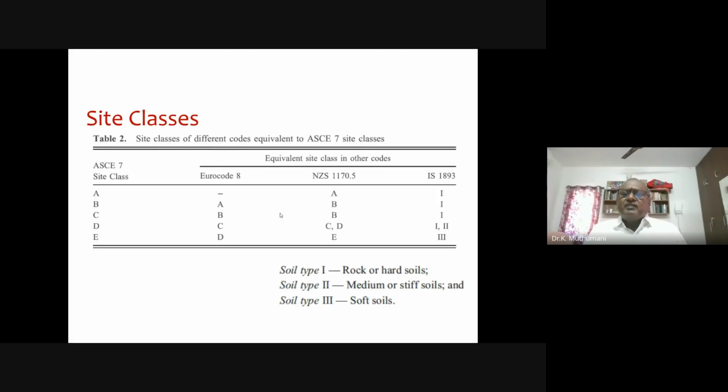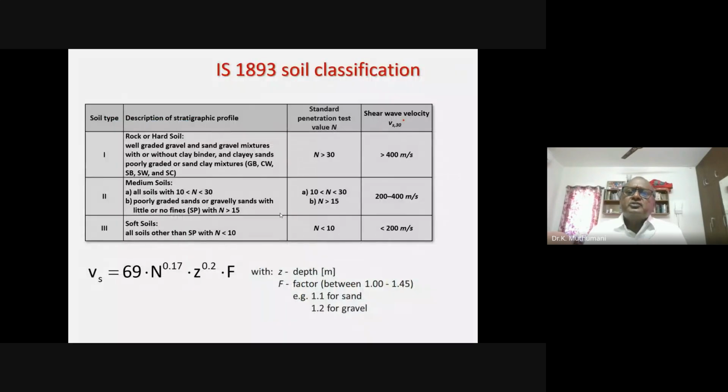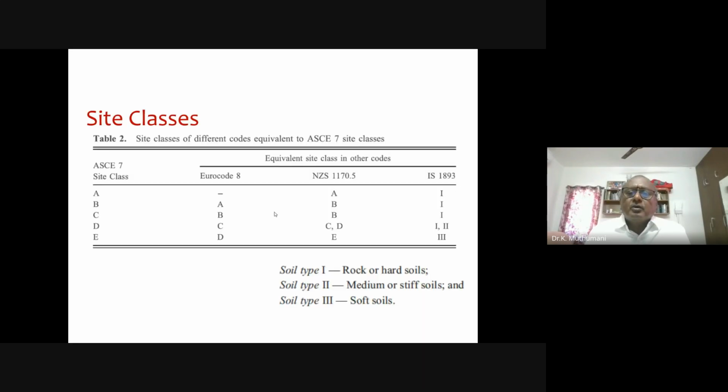But what are other countries doing? For example, Eurocode is talking about 4 different sites. New Zealand is talking about 5 different sites. American code is talking about 5 different sites. Only Indian code is talking about fewer. So this is also something we need to think about.